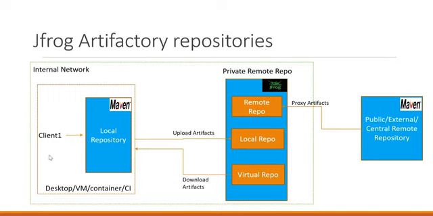For example, if we have different clients and each client is producing different artifacts, all those artifacts can be stored in the local repository so that each artifact can be shared with the other clients in the organization. And we have another repository, called a virtual repository, that aggregates both the local and remote repositories. That means it contains the artifacts from both the local repository and the remote repository.